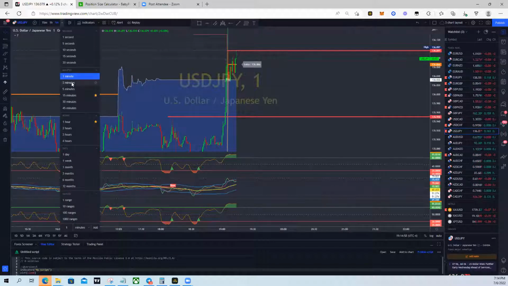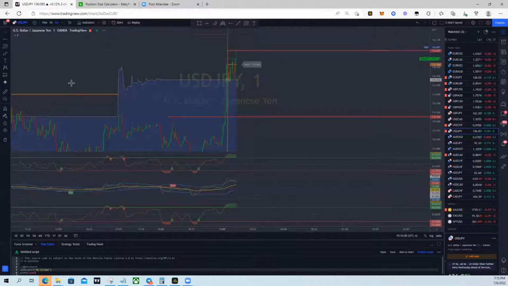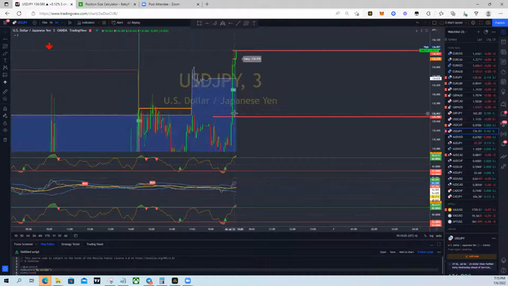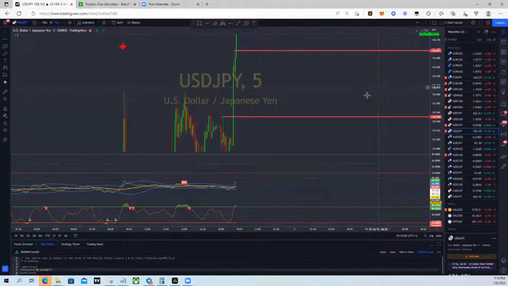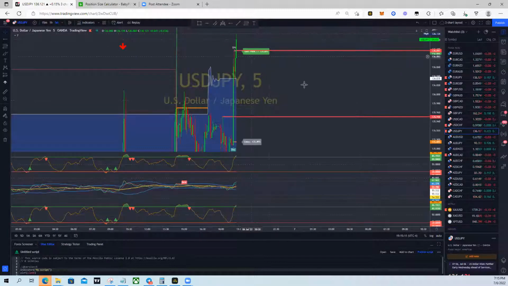We have a buy on the 3 minute. We have a buy on the 5 minute. It just broke our zone, our 10 pips. There's your 10 pips right there on that wick.